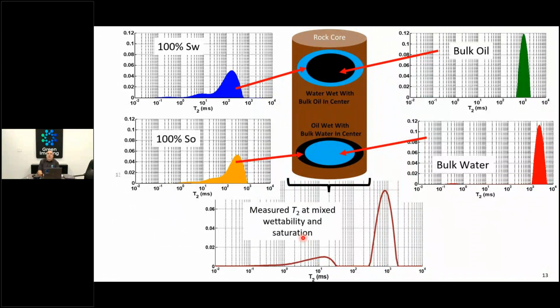So now you can start to tease out, even in your head, what the wettability probably is here. So it has this long T2 peak, which coincides almost exactly with bulk oil. So clearly, this is oil in the center of the pores. And then this T2 distribution is probably coming from the 100% SW. So this indicates that these are probably oil wet. This sample is probably water wet, but mostly saturated with oil. So let's see if the model says that.